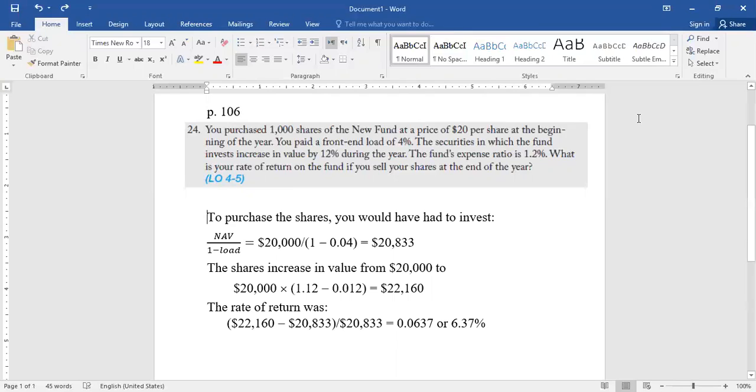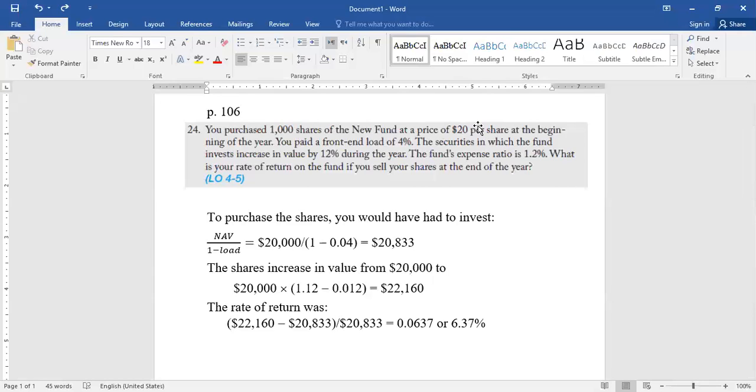Okay, so we'll start by answering this question. We want to purchase 1,000 shares of the new fund at a price of $20 per share. So we're purchasing 1,000 shares. Each share costs $20. So if you multiply 1,000 by 20, we want to buy $20,000 worth of shares.